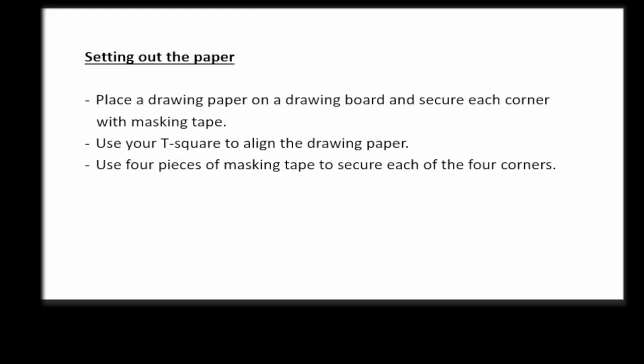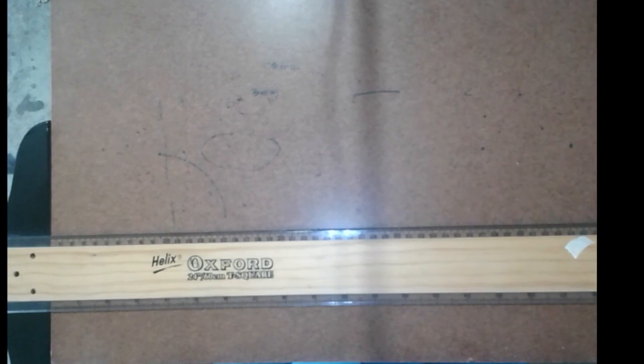So the first phase, setting out the paper. Place a drawing paper on a drawing board and secure each corner with masking tape. Use your T-square to align the drawing paper. Use four pieces of masking tape to secure each of the four corners. Okay, students, we're going to take a look at how we go about setting out a drawing paper.